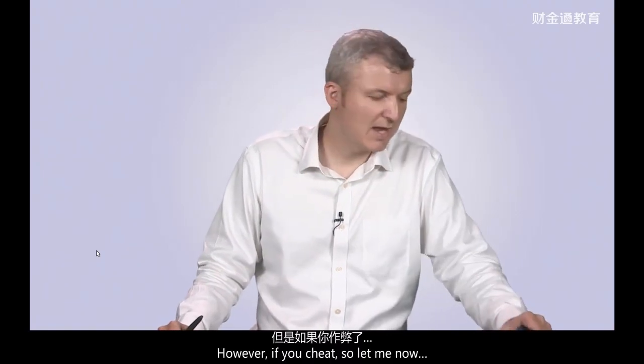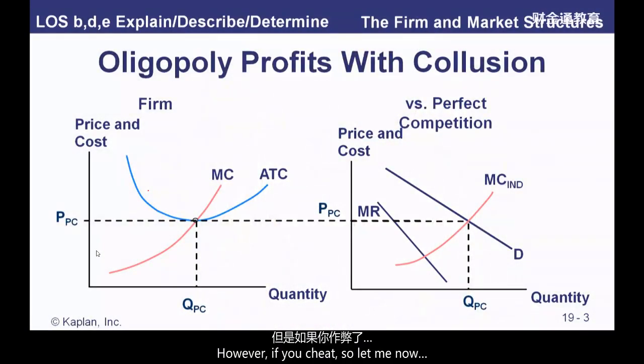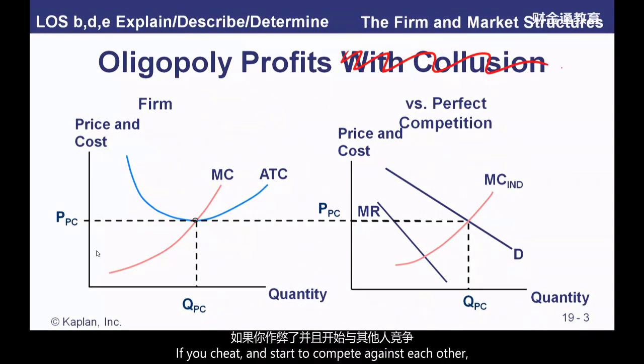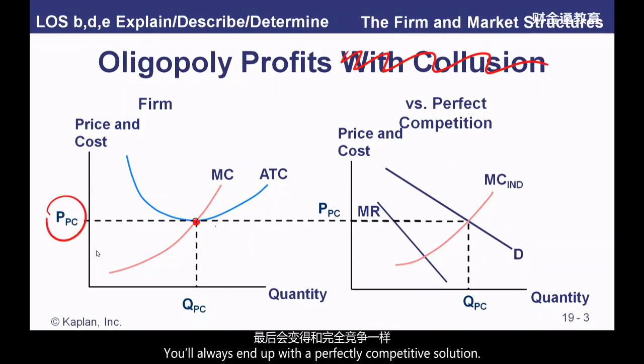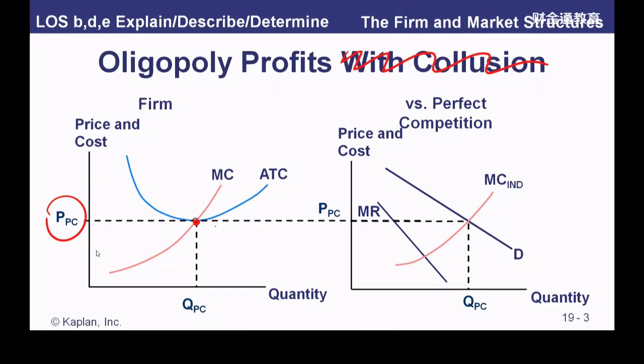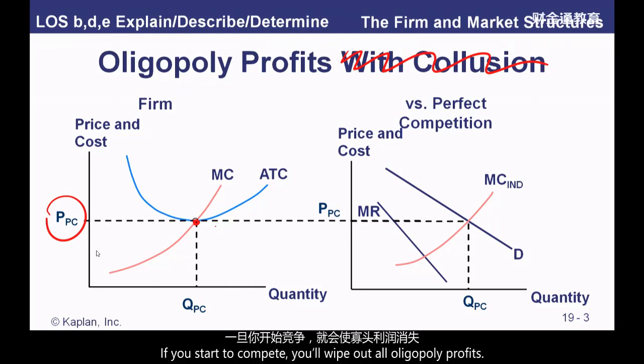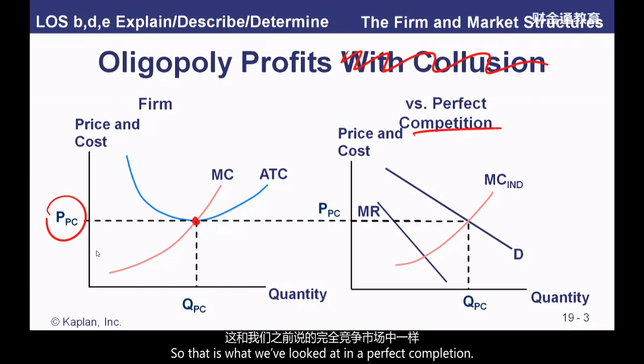However, if you cheat, so let me now, we've moved the animation on, get rid of this. If you cheat and start to compete against each other, you'll always end up in a perfectly competitive solution. So the important thing is to manage to collude and keep and stick to that agreement. If you start to compete, you'll wipe out all oligopoly profits. So that is what it would look like under perfect competition.